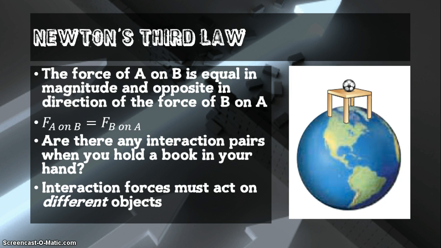You have to remember that those interaction forces have to occur on different objects. We could even go as far to say that the ball exerts a gravitational force on the table, and then the table exerts a gravitational force back on the ball. But those are so small that they're essentially negligible.